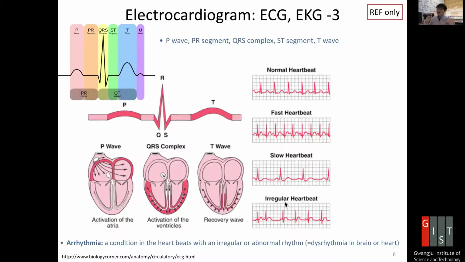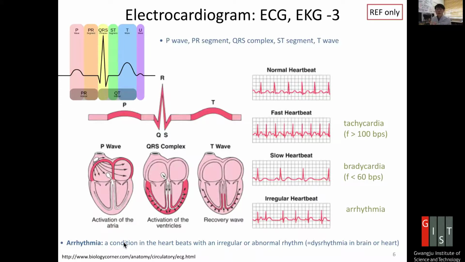But physicians usually use jargon, which is more complicated than laymen can follow, so you can understand and be able to use it. So here are some of the terminologies. A fast heartbeat we call tachycardia. Tachy in Greek means fast. And a slow heartbeat we call bradycardia. Brady means slow. And an irregular heartbeat is a serious condition that we call arrhythmia. Arrhythmia is a condition where the heart beats with an irregular or abnormal rhythm.